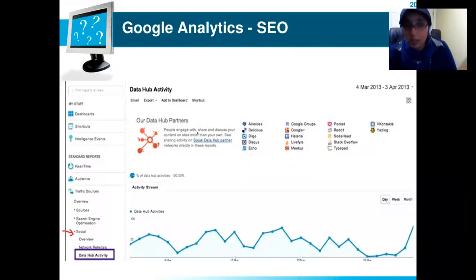And the cool thing about this is, if you have accounts, open an account in these places and be active in these places, and people are mentioning your website and your brand, and maybe putting links in there, then these activities will send a signal to Google, and it will show up on your Data Hub activity report. So just if you don't know, Delicious, Digg and all these are social bookmarking sites.